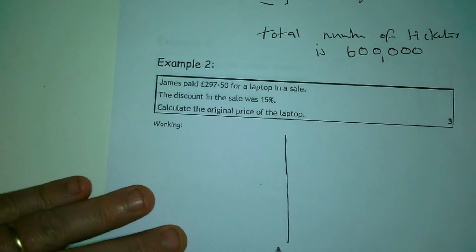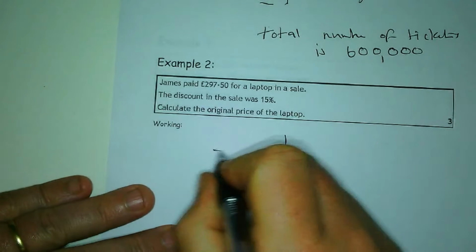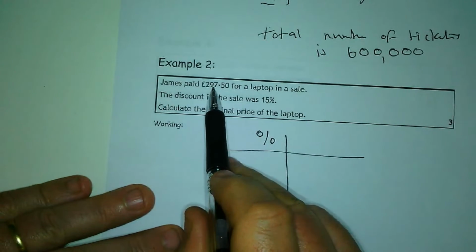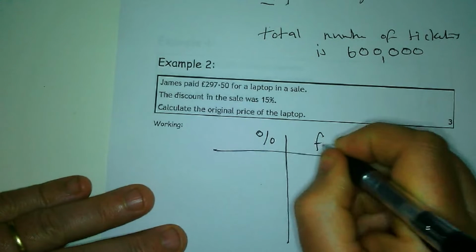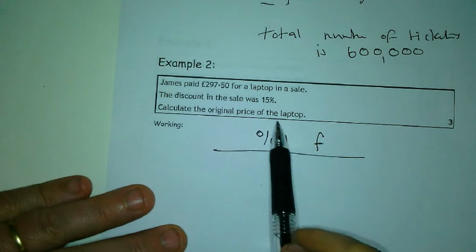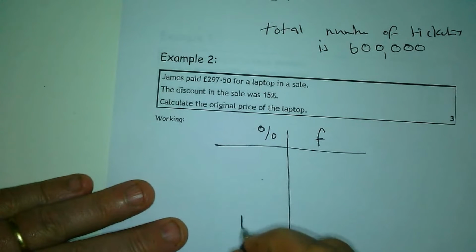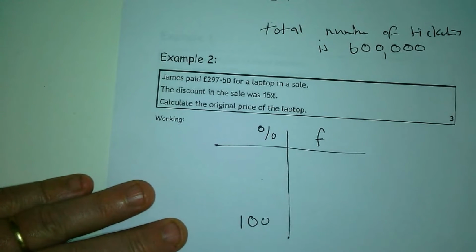Okay, line down, across, percent, but in this case it's not tickets, it's money. Calculate the original price of the laptop. So the original price of the laptop was, well, I need to put in, if you want to start this way, I want to get back to 100%.